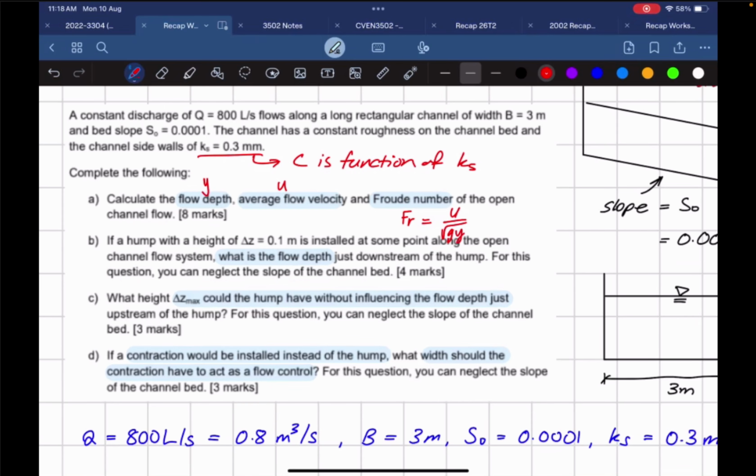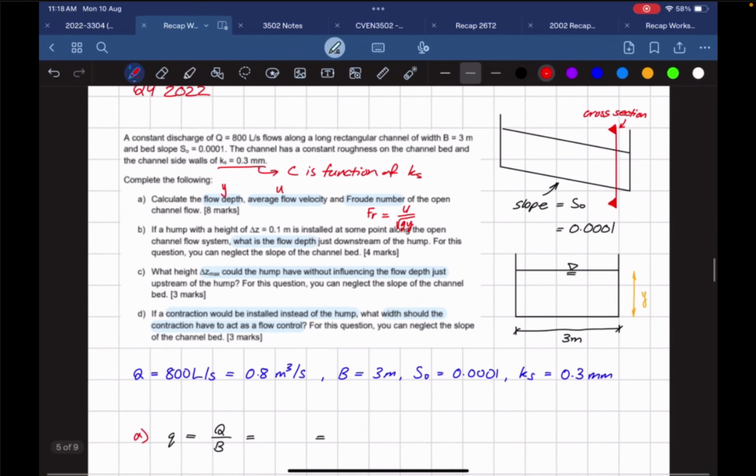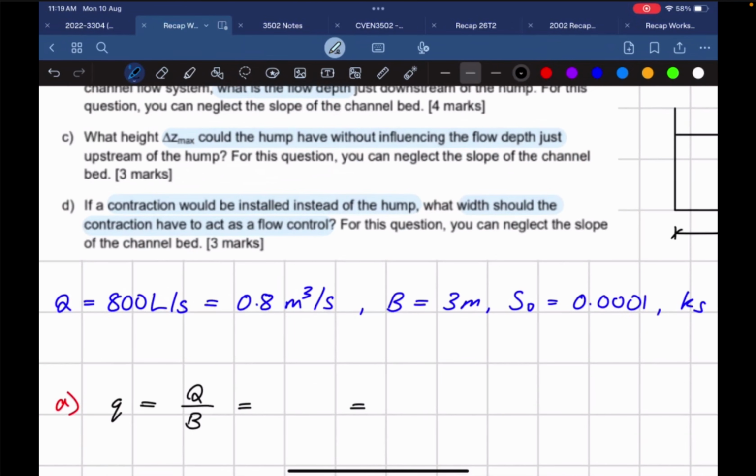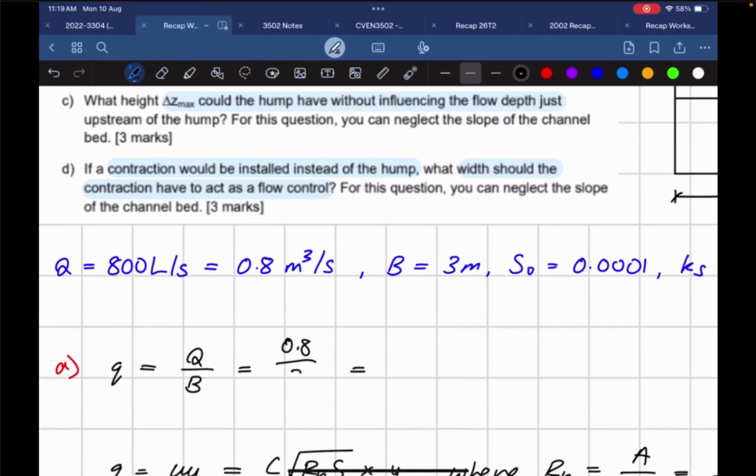Okay. So flow depth. First you're going to need q, which is Q divided by B. So lowercase q, sorry, which is 0.8 over 3. So you get 0.267 meters squared. Well, the proper units are meters cubed per second per meter, but I'm just going to do meters squared per second. They're the same thing, yeah? So this is our flow per unit width. Any questions? No? Okay, cool.